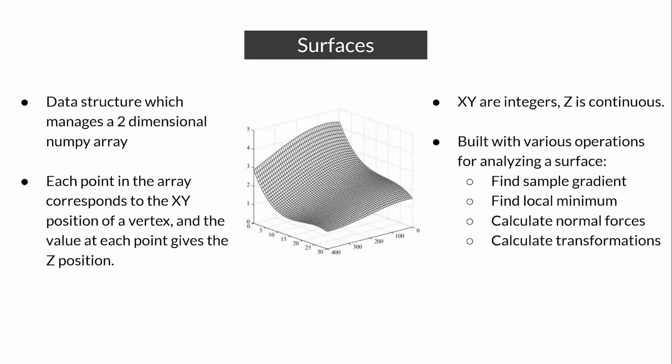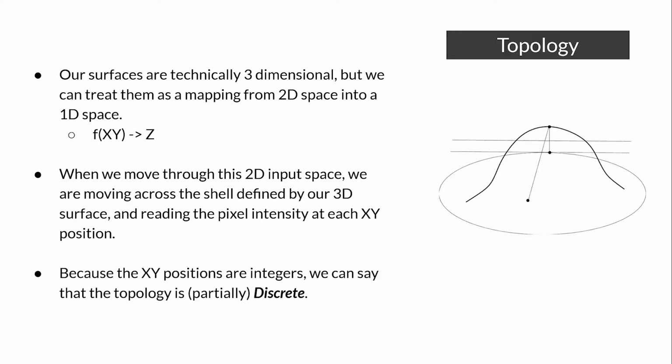The surfaces were also built with a few really useful operations so that we can analyze and work within this surface, such as finding the sample gradient. You might also call that the rate of change in an immediate area surrounding a pixel, as well as determining local minimums, calculating some forces, and transformations that can occur inside of these surfaces.